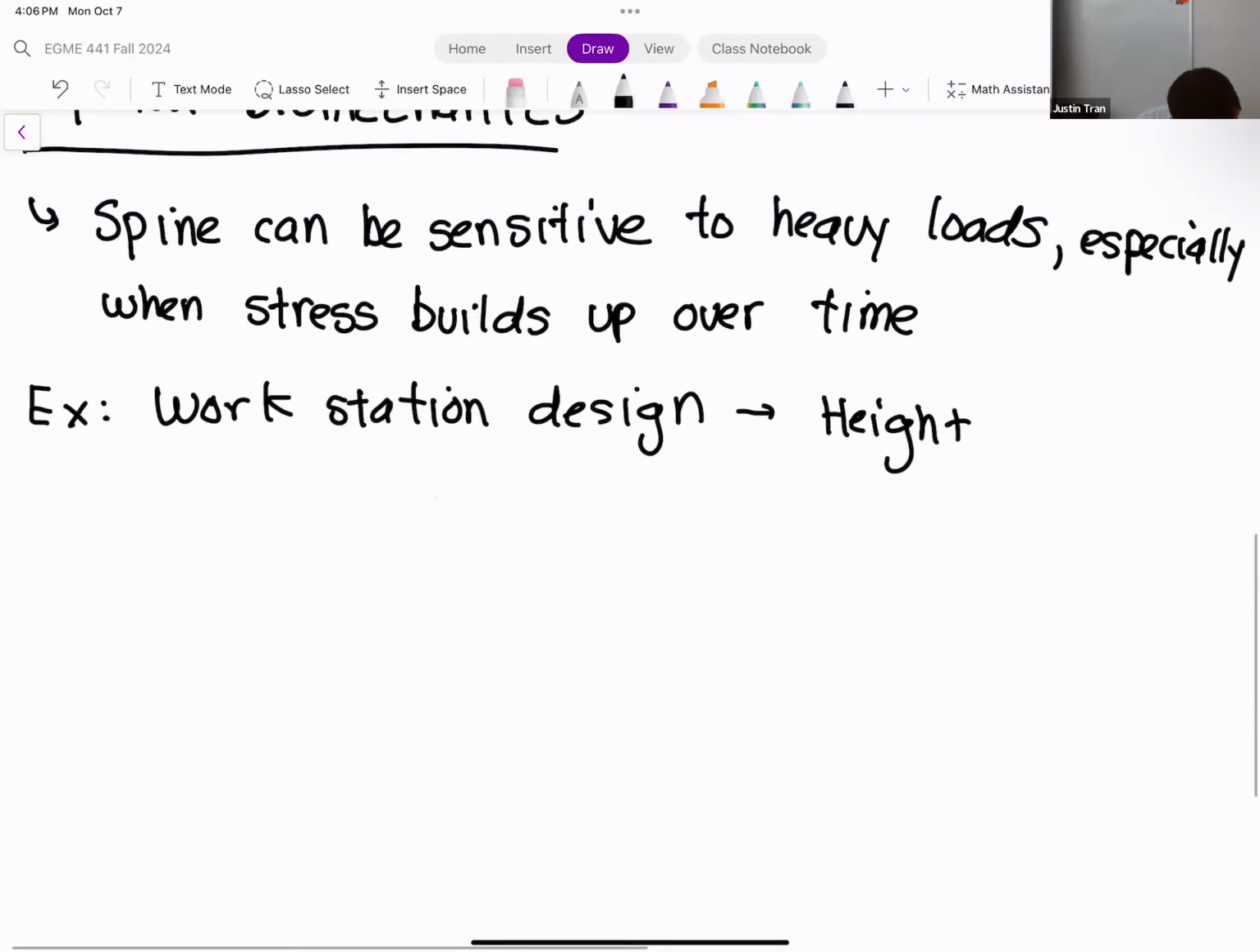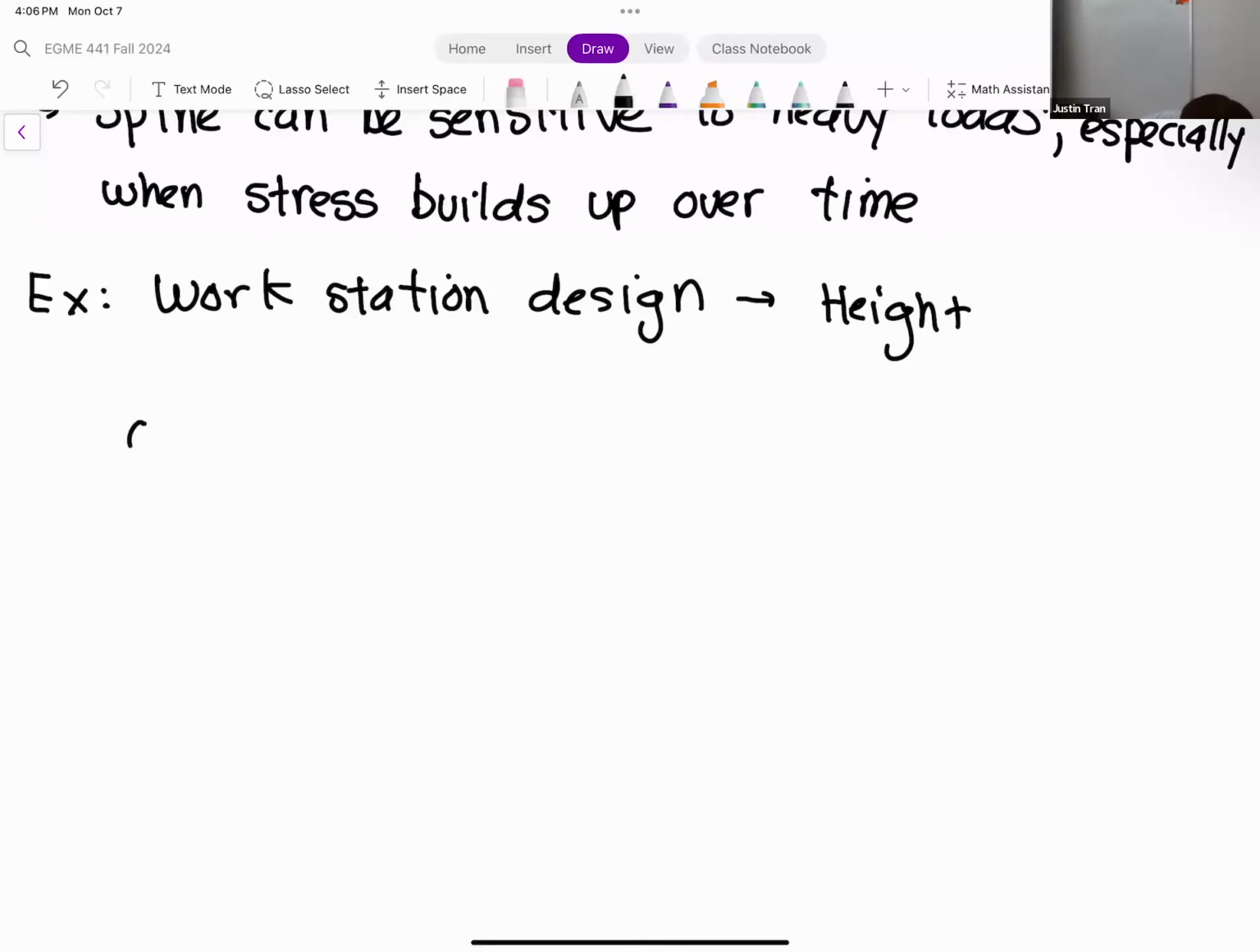Okay, so let's look at 3 different cases. In case one, we're going to look at a situation where the workstation is properly adjusted to the person that's working there, right? And so it's at a good height.